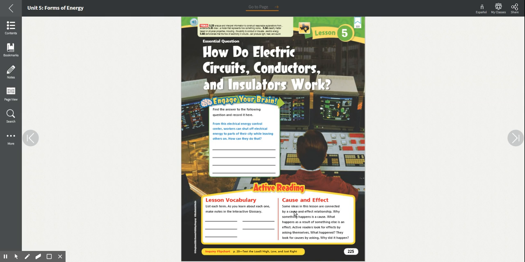Cause and effect. Some ideas in this lesson are connected by a cause and effect relationship. Why something happens is a cause. What happens as a result of something else is an effect. Active readers look for effects by asking themselves, what happened? They look for causes by asking, why did it happen?